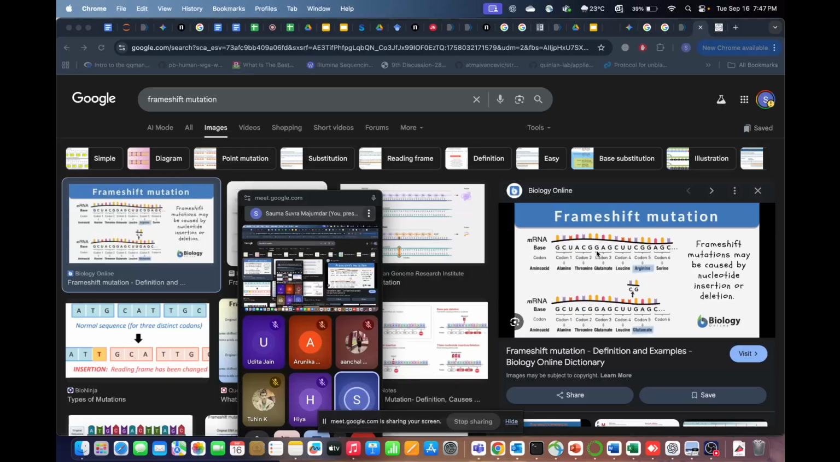So if there is a change in codon, it will change the amino acid that is going to be produced. In this case, the CGG has been changed to GAG. This particular CG has been deleted, right? If you delete this particular CG, the next codon becomes GAG. Instead of arginine, it codes for glutamine. So these types of mutations are called frame shift mutations, right?